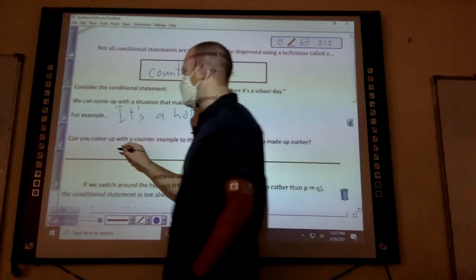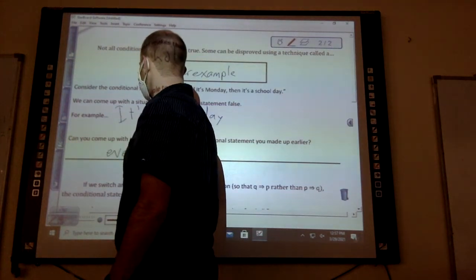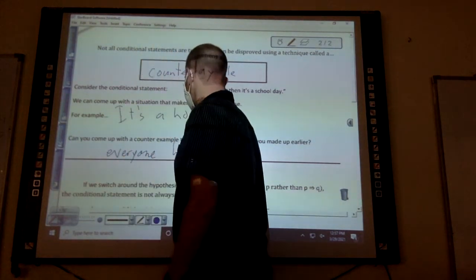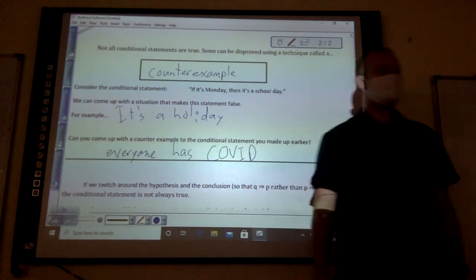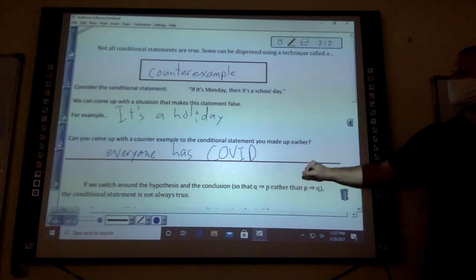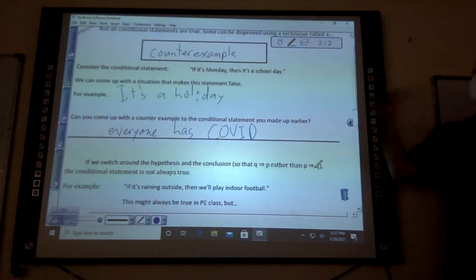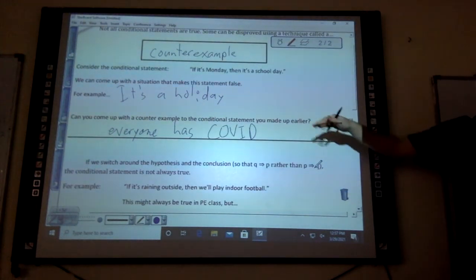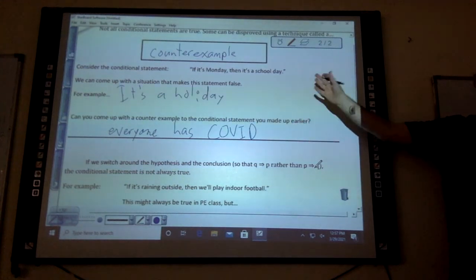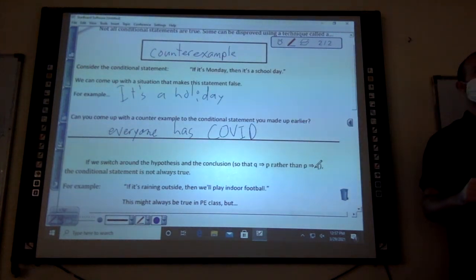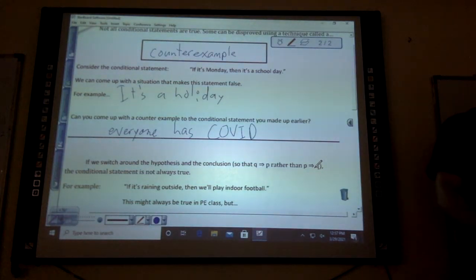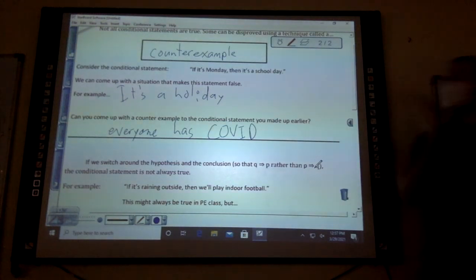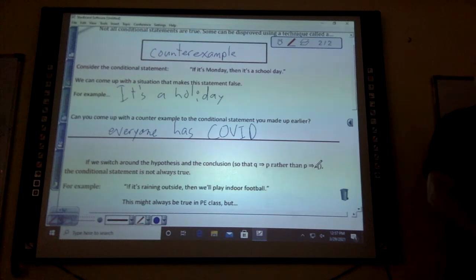So you could say everyone has COVID. That'd be somewhat morbid, but maybe that's a good counterexample for this. We can always come up with some sort of counterexample. And once you've got one counterexample, the whole statement is false. As soon as I make something that disproves it, then it's not a true statement. So a conditional statement doesn't necessarily have to be true.